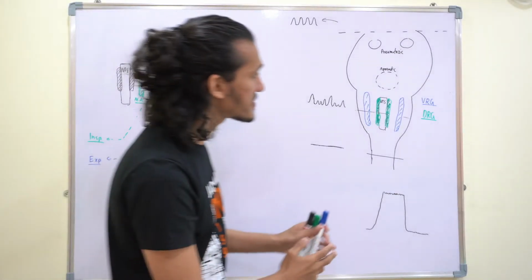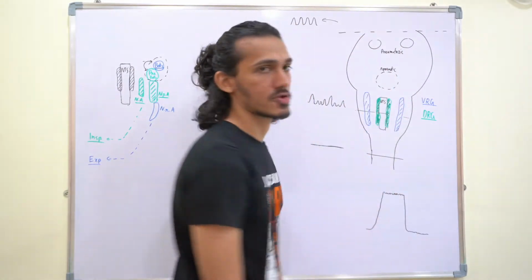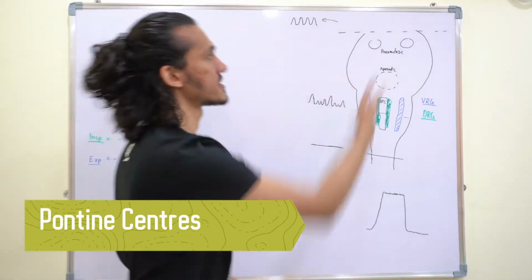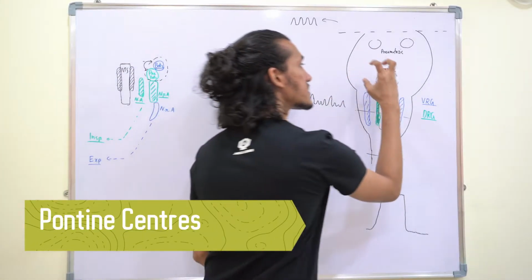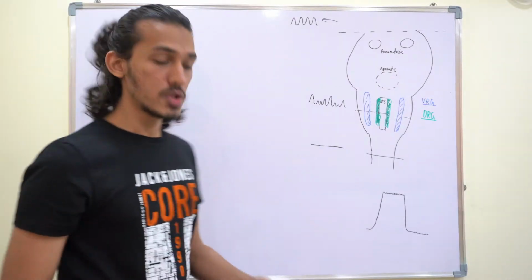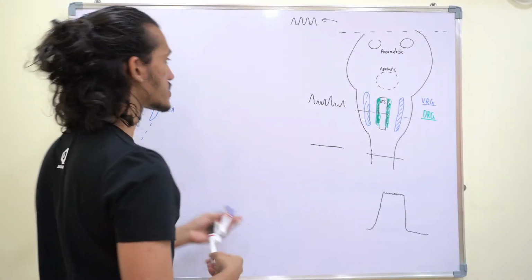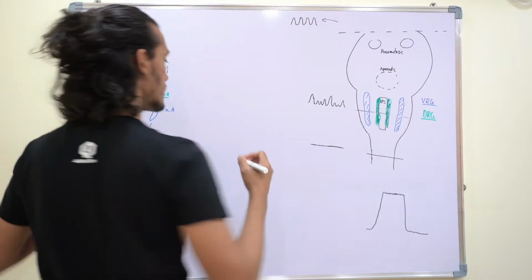Now, apart from this, we got a pontine control. Above this, the pontine control. So we got two things, apneustic center and the pneumotaxic center. So I'll just draw this RAM signal again over here.